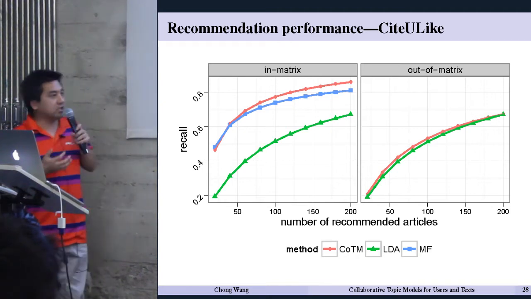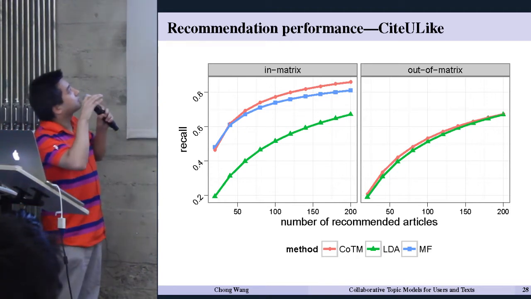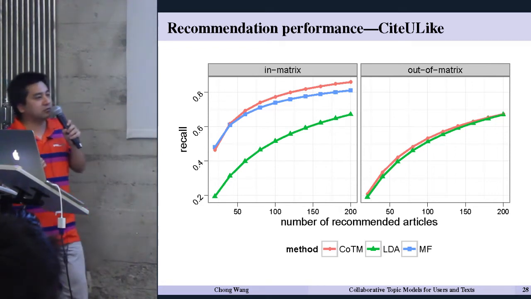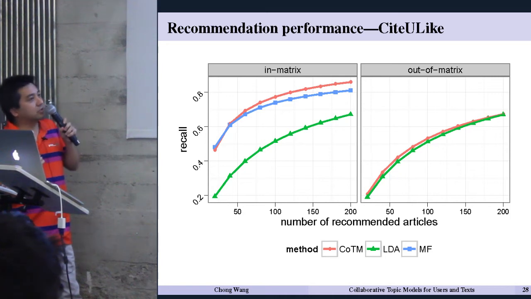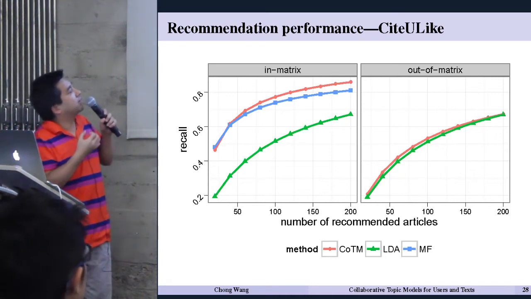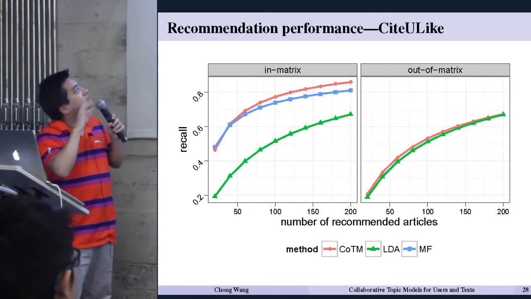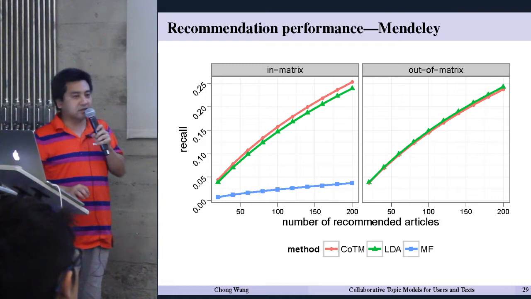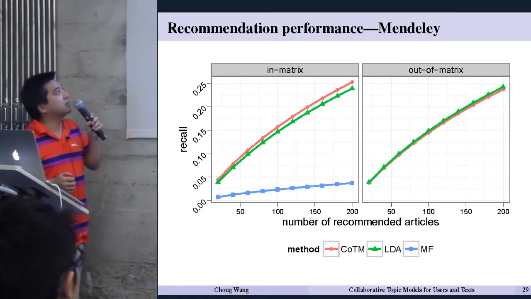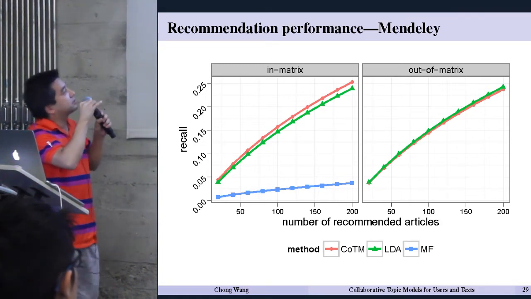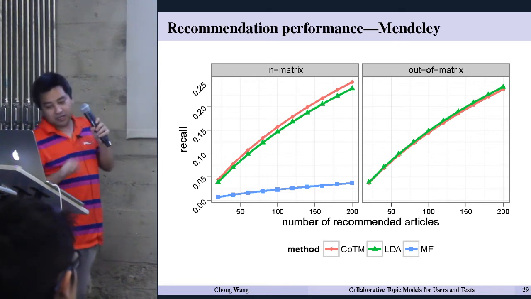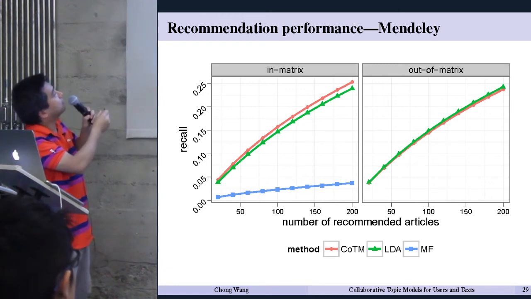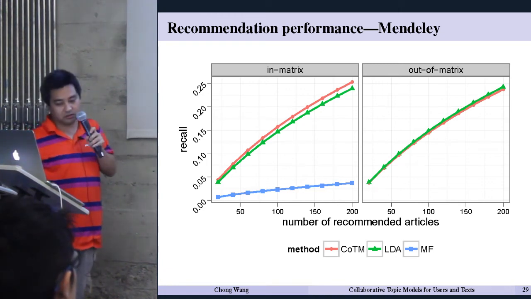But anyway, for the in-matrix prediction, we see that our model, which uses both the information from the documents and the users' information, performs the best compared with the other two models. This is on the first data set. Here on the second data set, the Mendeley data set, again this model is sort of the best model, but as you can see, on the left-hand side there's some flipping between the blue curve and the green curve.